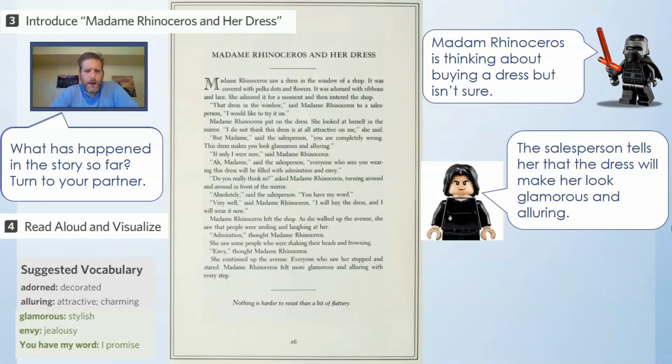"Very well," said Madame Rhinoceros. "I will buy the dress and I will wear it now." Madame Rhinoceros left the shop. As she walked up the avenue, she saw that people were smiling and laughing at her. "Admiration," thought Madame Rhinoceros. She saw people who were shaking their heads and frowning. "Envy," thought Madame Rhinoceros. She continued up the avenue. Everyone who saw her stopped and stared. Madame Rhinoceros felt more glamorous and alluring with every step.